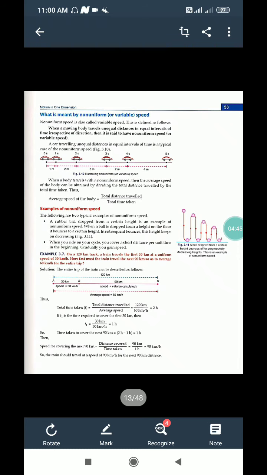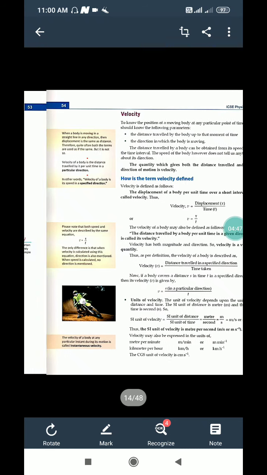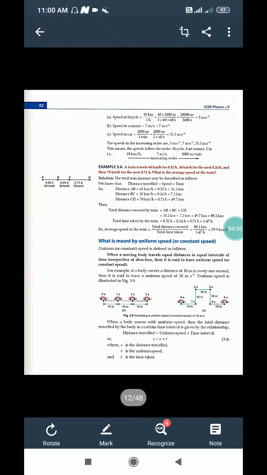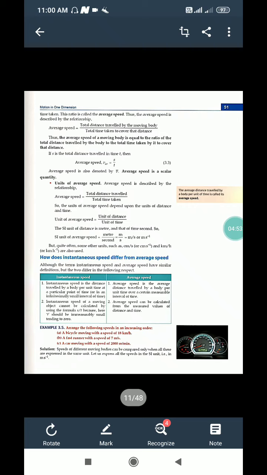Now, instantaneous speed. So instantaneous speed, when the speed of a body keeps on changing, its speed at any instant is measured by finding the ratio of the distance traveled in a very short interval of time to the time interval. The speed is called the instantaneous speed. Thus, instantaneous speed is equal to distance traveled in short interval of time by time interval.